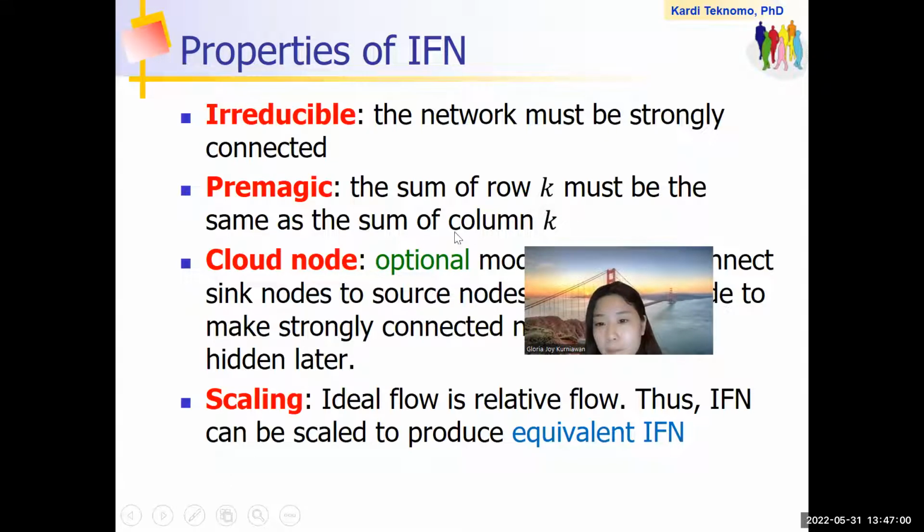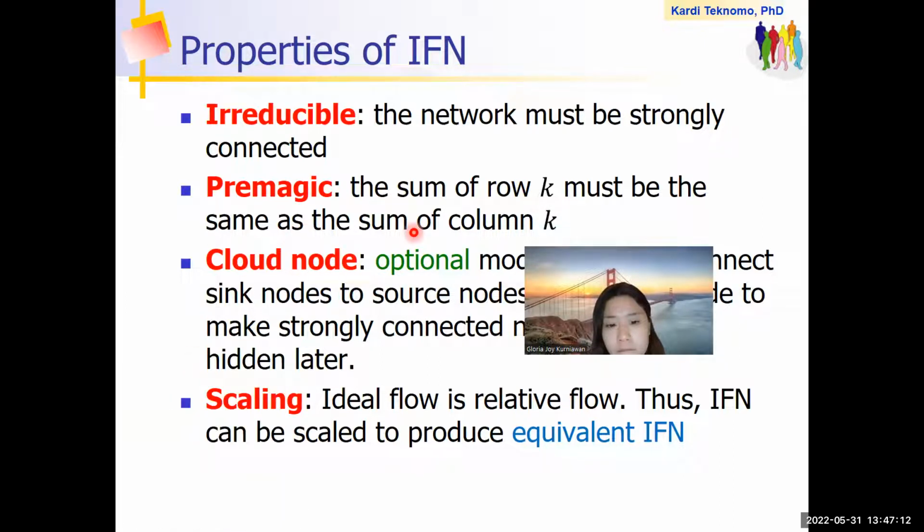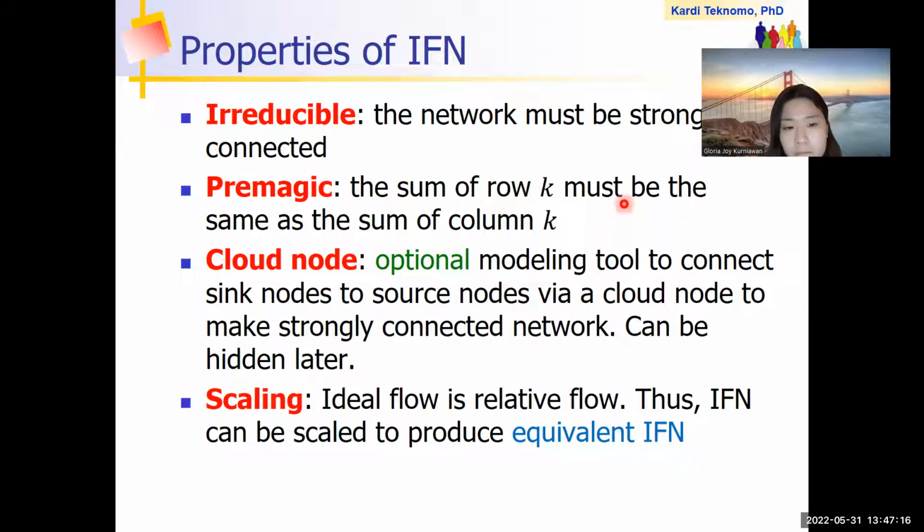So these are the properties that you can see clearly. It must be strongly connected. Strongly connected network, right? And then it must be balanced, that means the sum of row k must be the same as the sum of column k. Optionally, later I will discuss, say your network is not strongly connected. That often happens, right? What happens if my network is not strongly connected? Can I still use IFN?